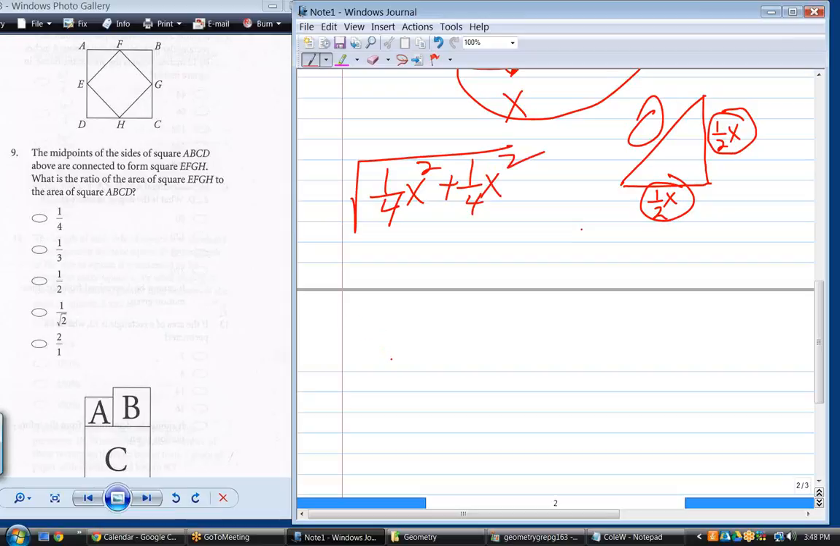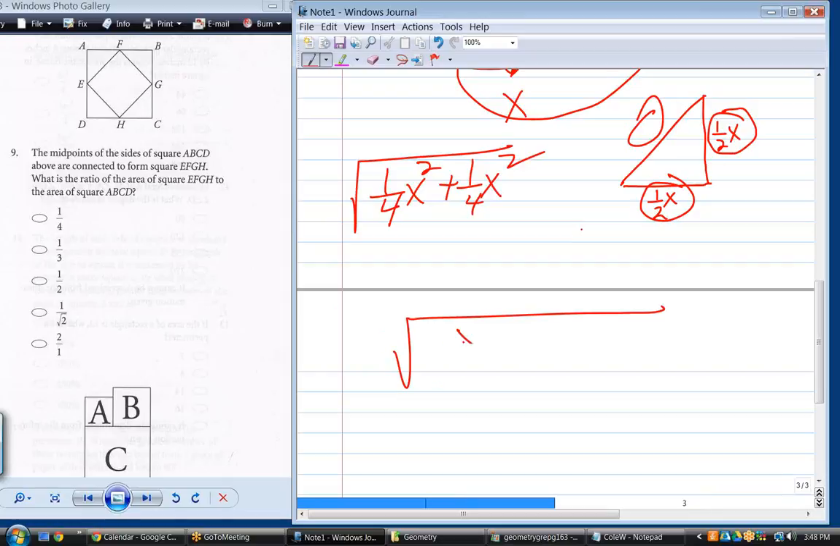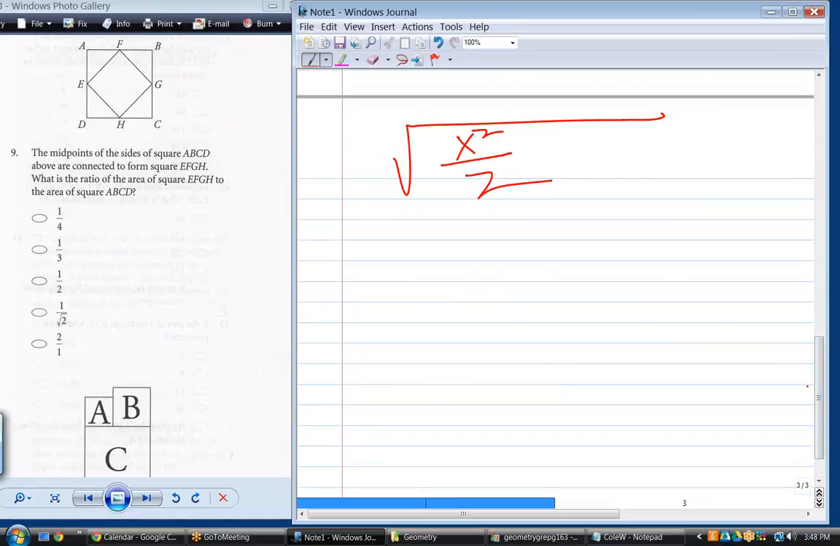How much is that? What is 1/4 plus 1/4? 1/2. It's that right there. Okay? Which is the same as what you said. Now, what is the square root of that thing? Can I simplify it? Or do I need to simplify it? That's the answer for the length of GH. Well, so what is the area of this square? You need to square it. Okay, what do I get?